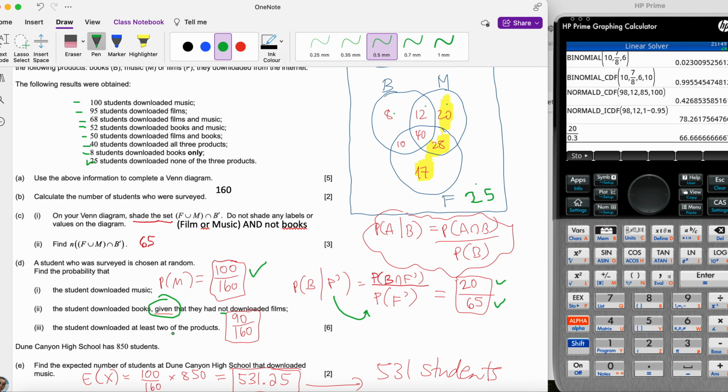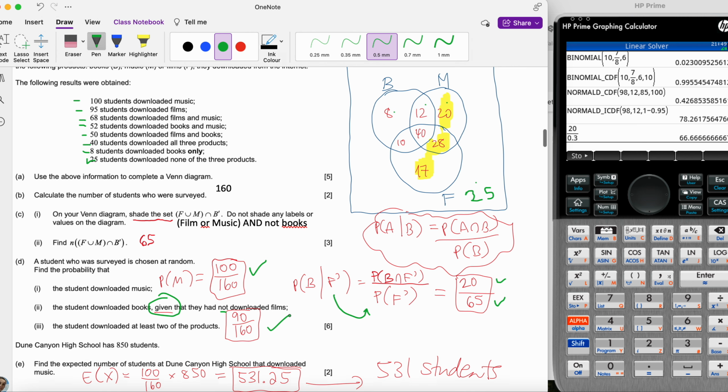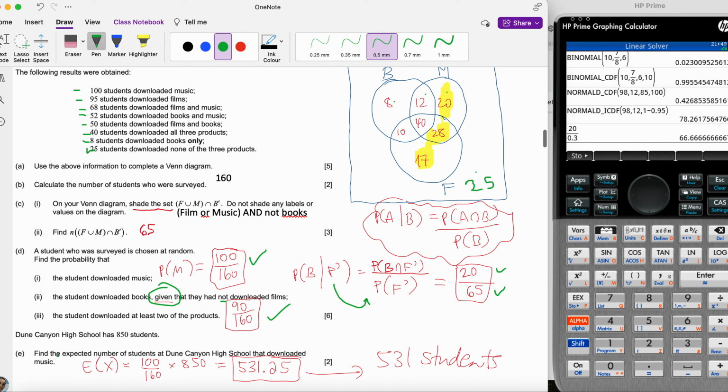A student downloaded at least 2 products. Okay, we'll just go one by one. Everything in here is like, this is 2, this is 2, this is 2, this is all 3. So you just want the sum of these, right? This is 40, 40. What is this, 90? Yes, it is. Good. Okay, last bit, almost done.